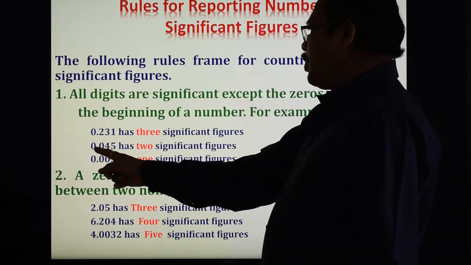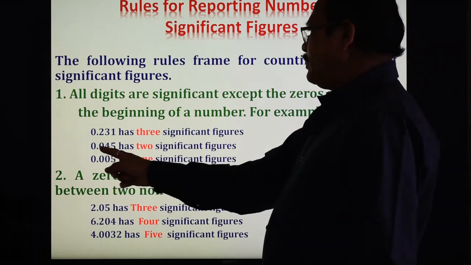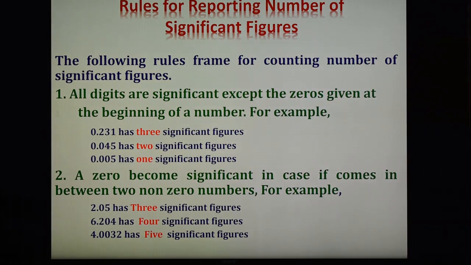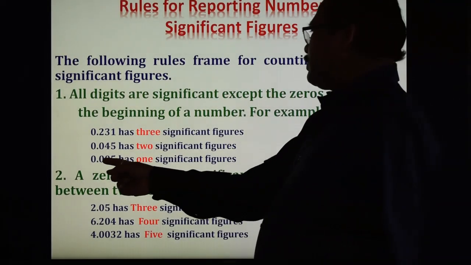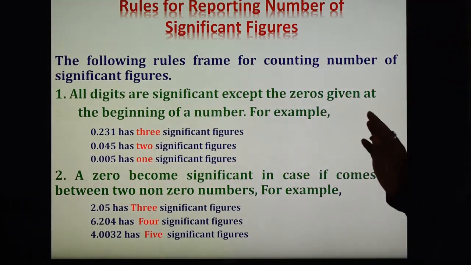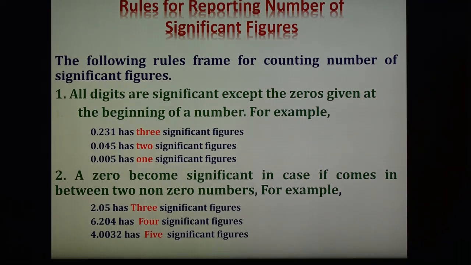In this case, 0.045 has 2 significant figures, and the third one, 0.005, has 1 significant figure. 0 is not significant when it is present in the beginning of the number.